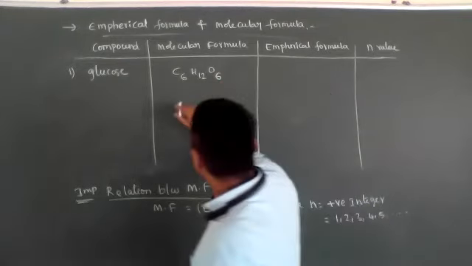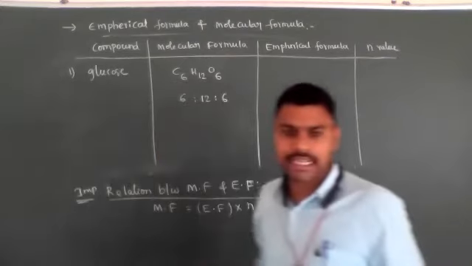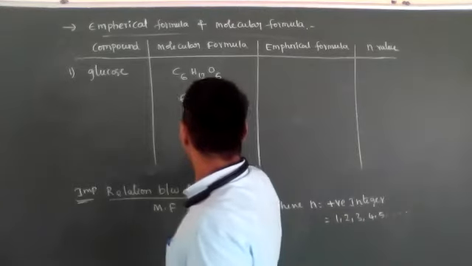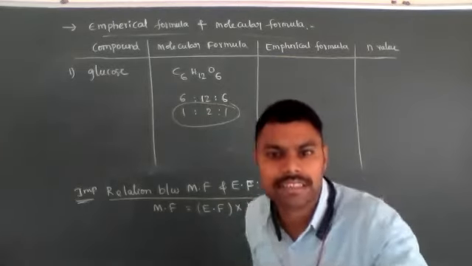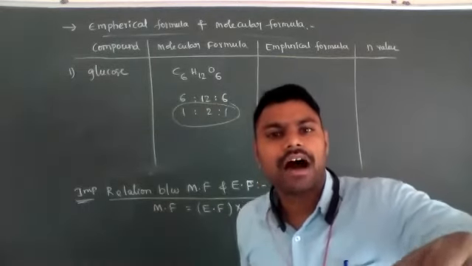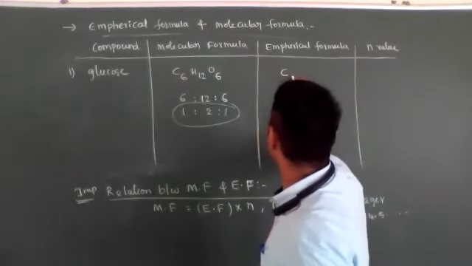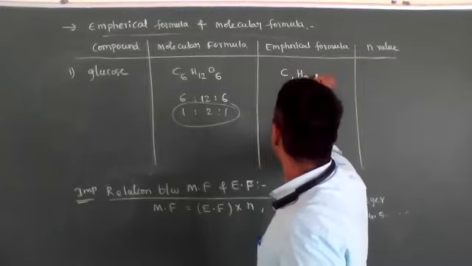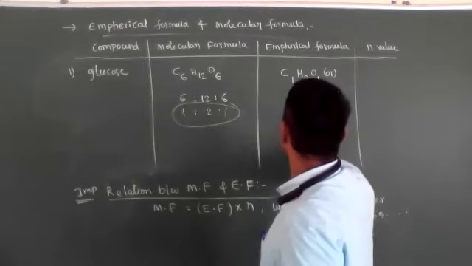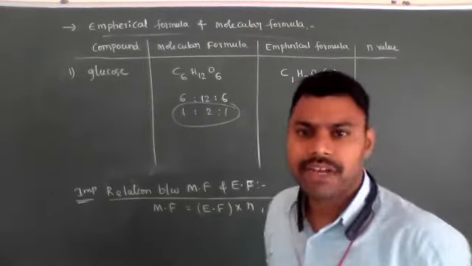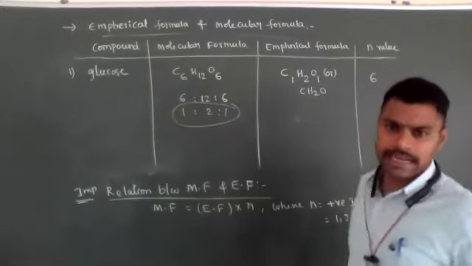Its ratio is 6 is to 12 is to 6. What is the simplest ratio? 1 is to 2 is to 1. This is the simplest ratio. The simplest ratio of atoms present in a molecule of a compound is known as the empirical formula. Now, the empirical formula is C1H2O1 or simply CH2O. What is the n value here? n is equal to 6.